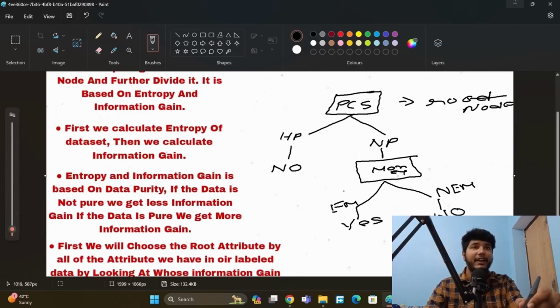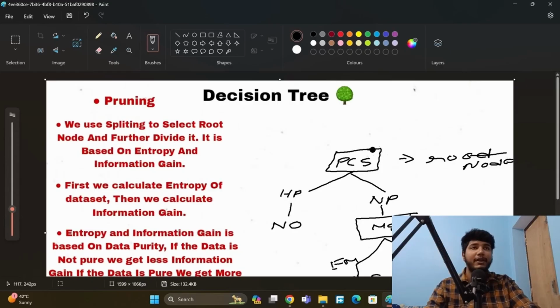And here we can further connect more edges. Like here, if he has a PC, instead of no, we can add more edges. We can do old PC or new PC. If he has an old PC, he should buy a PC. If he has a new PC, he should not buy a PC.